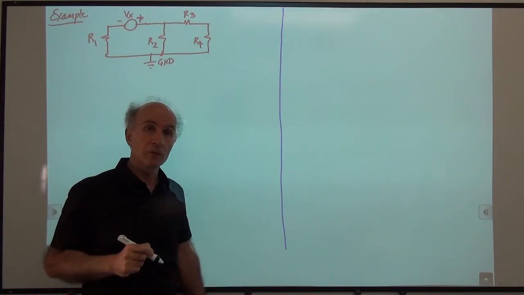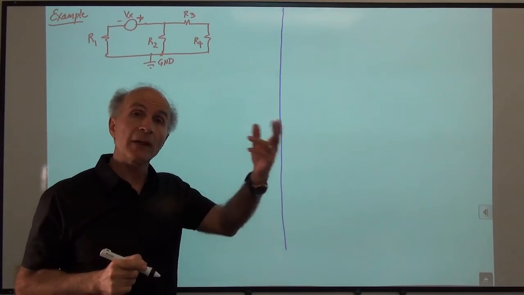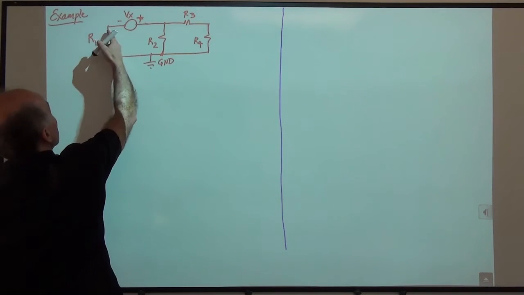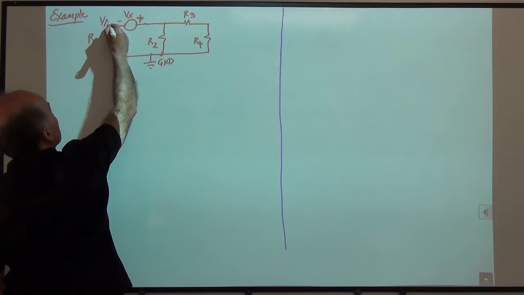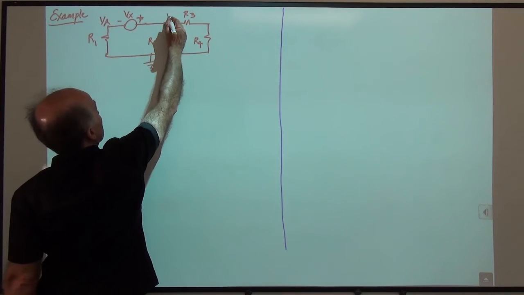All right, step number two, go ahead and assign a voltage to all the other nodes. So here's a node, I call that VA. Here's a node, I'll call that VB.